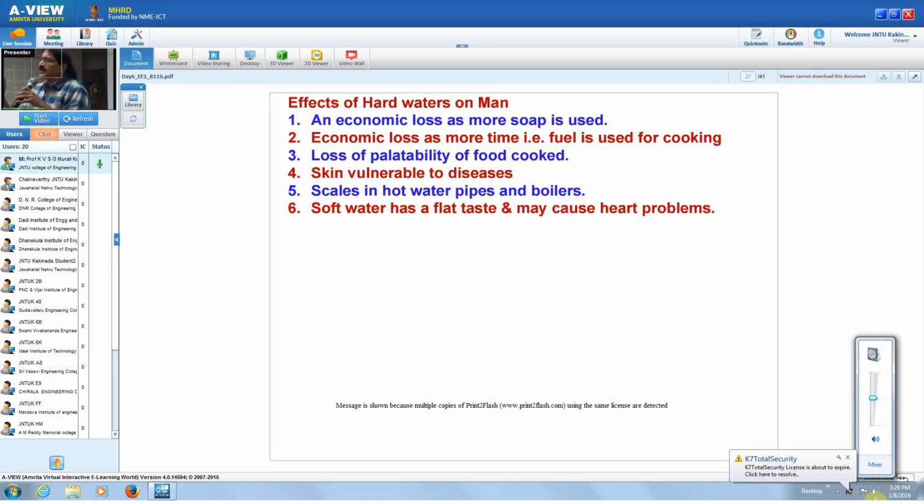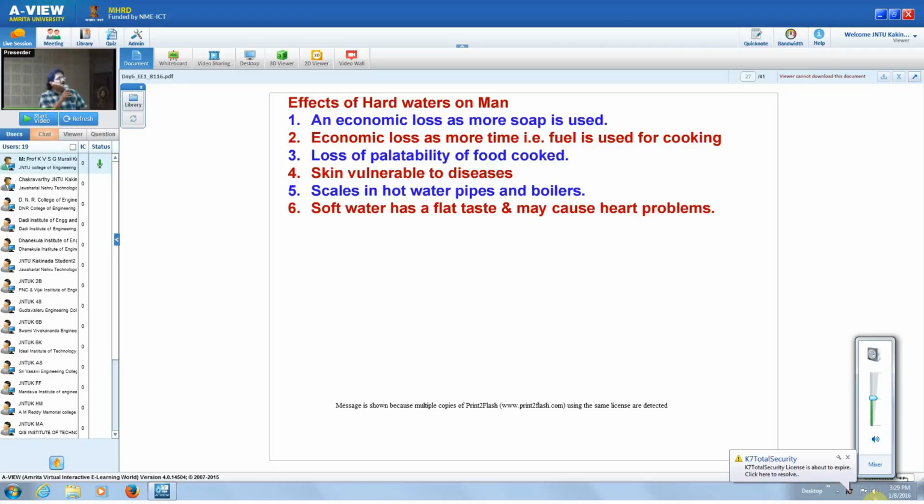Soap, what is the cost? What is the cost of Lux? What is the cost of Pears? No, I will not ask you which soap you are using. It will become a big problem. Tomorrow you will fight: that teacher asked me which soap I am using.